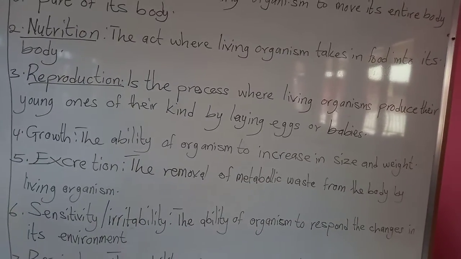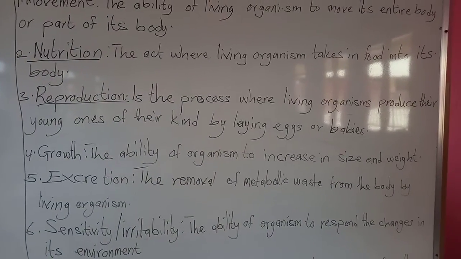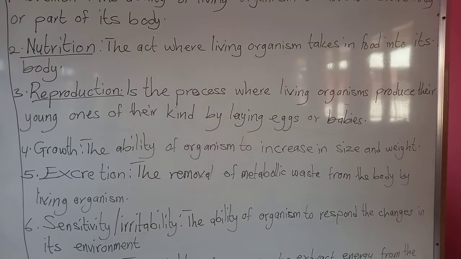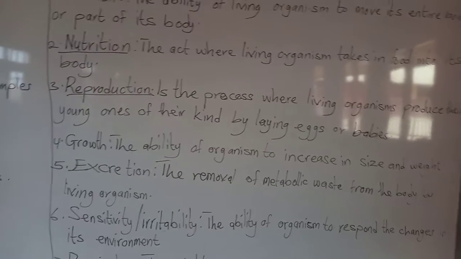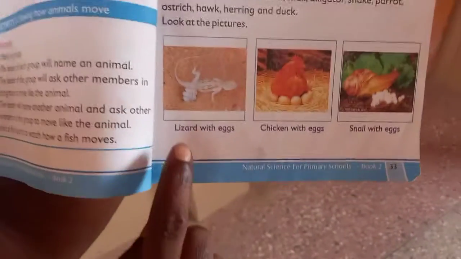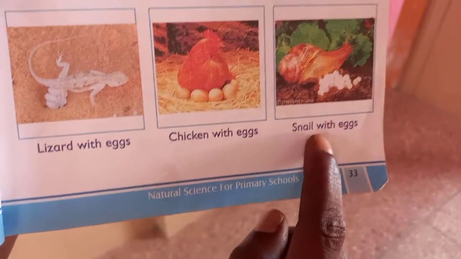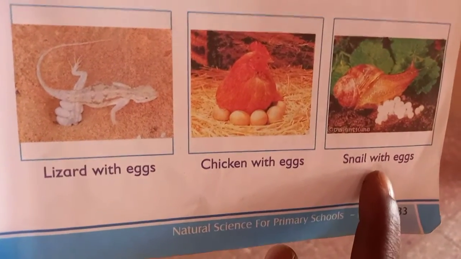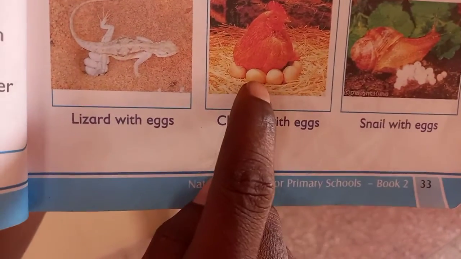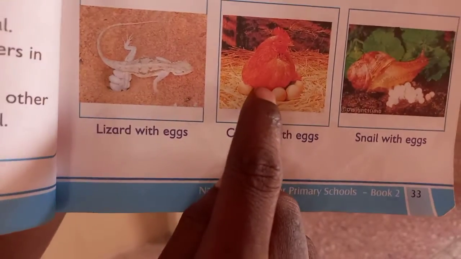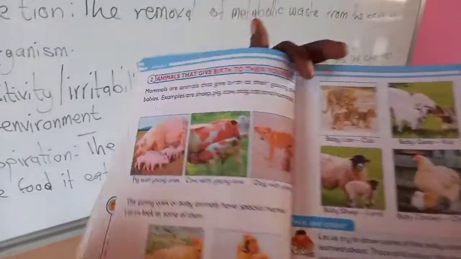So reproduction is the process where living organisms produce their young ones of their own kind by laying eggs or babies. You can see here, this is a lizard with eggs, a chicken with eggs, a snail with eggs. Okay, very good. So for these, they are producing their young ones by laying eggs. You can see that the chicken with eggs, after some time it will produce chicks.